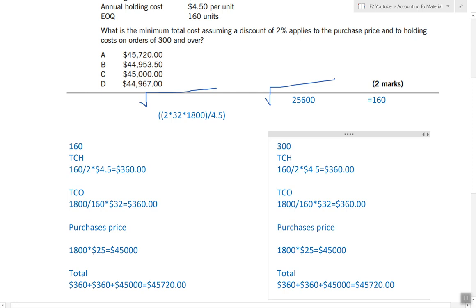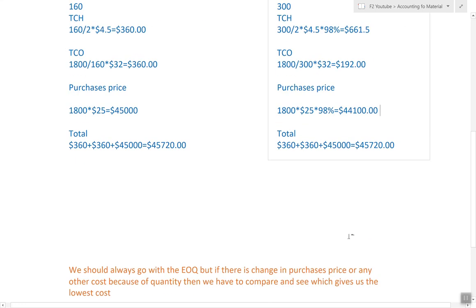If we order 300 units or more, then we have 300 units divided by 2. But remember, they said 2% discount applies to purchase price and holding cost. So that means I have to multiply this by 98%, because 100% minus 2% becomes 98%. So 661, obviously holding cost will be higher. And then we have ordering cost. Ordering cost will be lower, 192. And there is a discount on purchase price as well. So I have to multiply by 98%, which means 44,100.